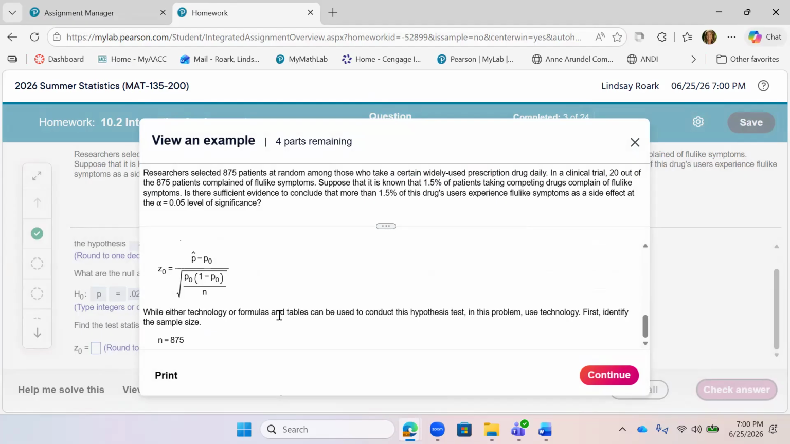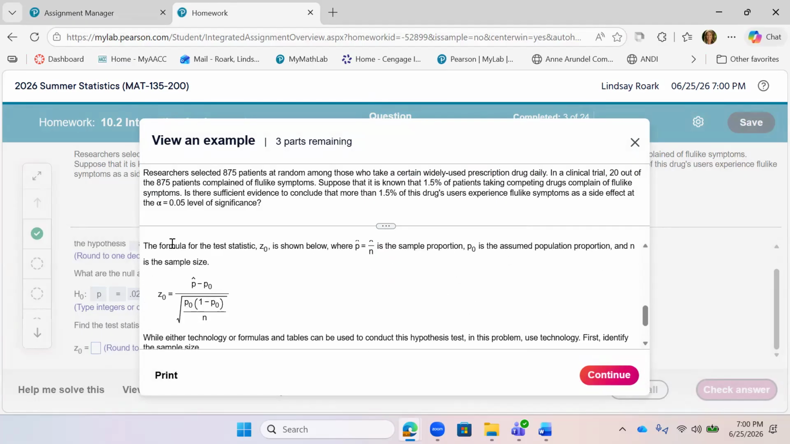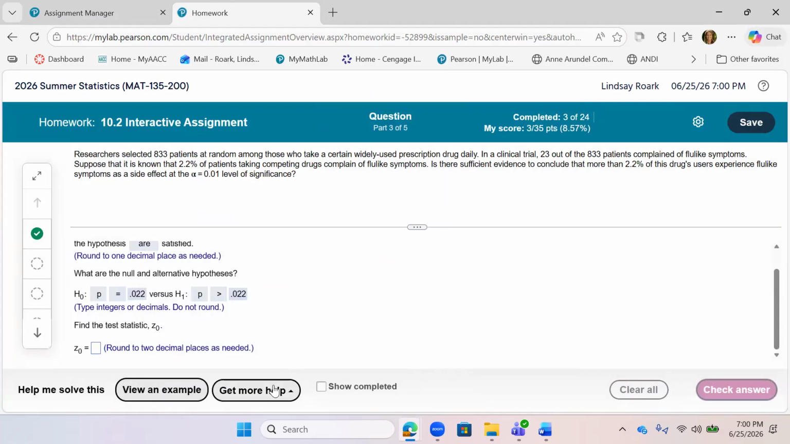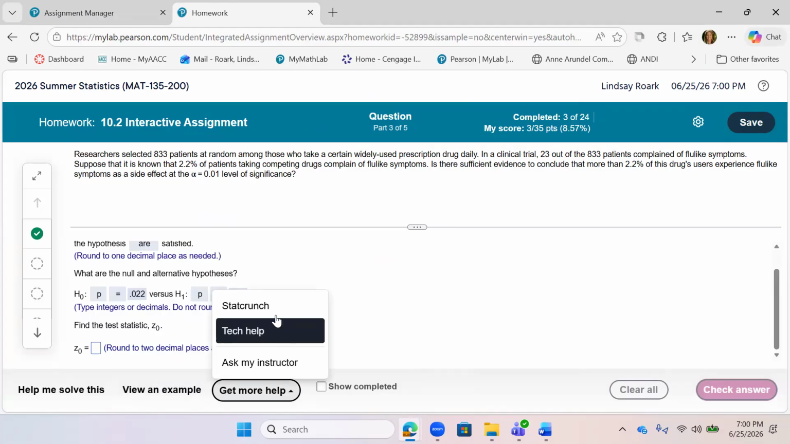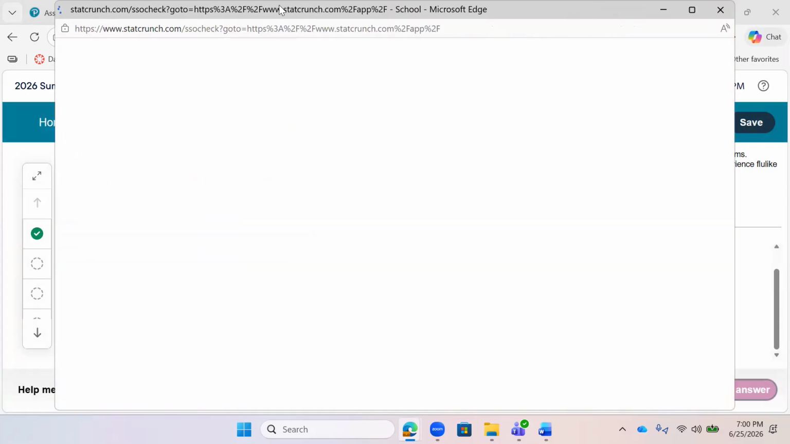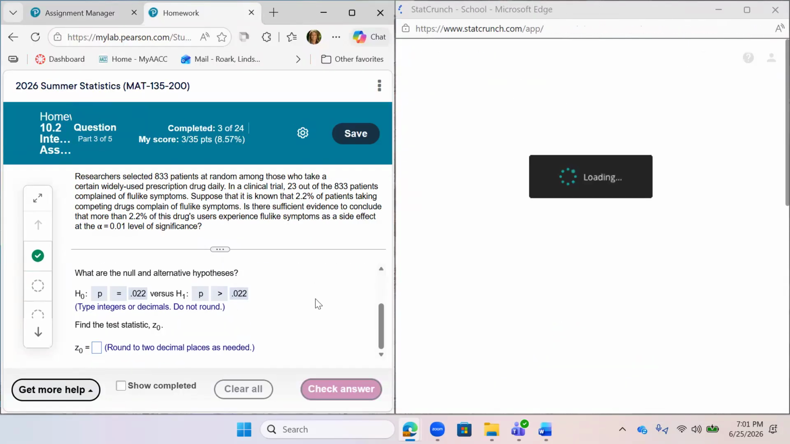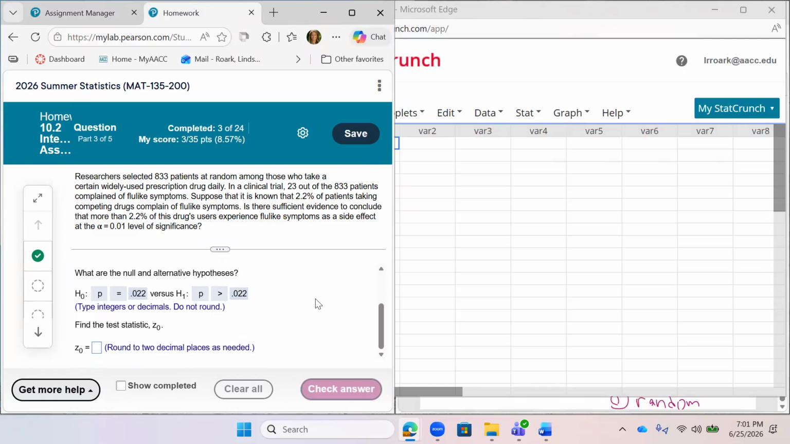And it says either technology or formulas and tables can be used. Use technology. I know again it can be very overwhelming. Pretty much anything past the null hypothesis, you can do everything in StatCrunch. And that's what you really want to do, especially for a test in this accelerated course. It's great to do these by hand and to understand the formula, that it's really all just a z-score with proportions, the same z-score thing we've been doing from the beginning. But we can find this the most accurately and most efficiently in StatCrunch, right?